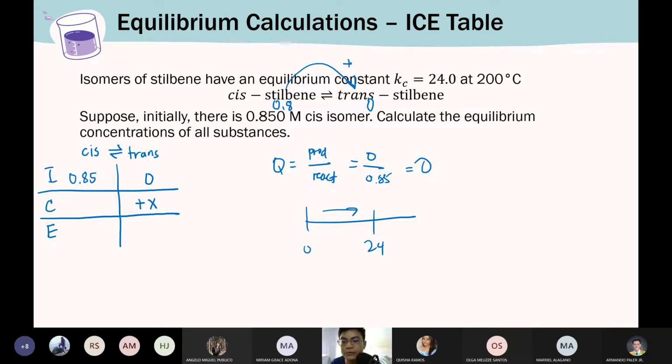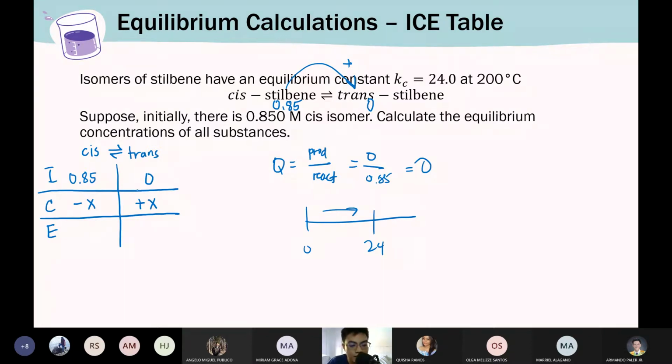Negative, that's right, because it will be reduced. It will compensate for what's missing in the product side. That means I will minus x here. So the reactant will compensate for what is lacking in the product, so it decreases, minus x. For trans, it is positive x because it will increase. So whatever cis loses goes to trans.